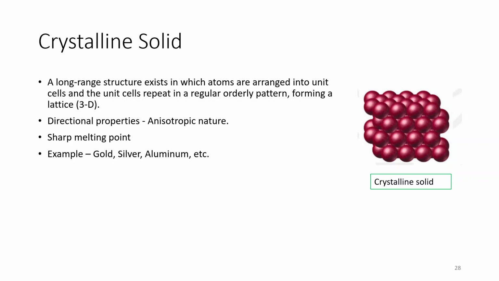Now types of solids. So first you have crystalline solid. In this case a long range structure exists in which atoms are arranged into unit cells and the unit cells repeat in a regular ordered pattern, and these form a 3D lattice, and these have directional properties, so having an anisotropic nature, and these have sharp melting points. Examples are gold, silver, aluminum and other metals.